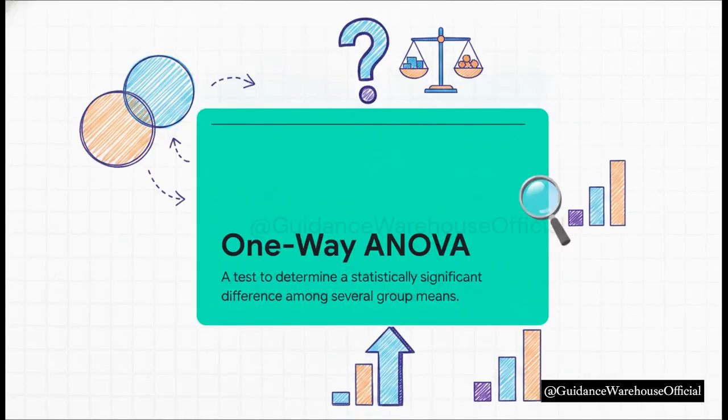One-way ANOVA. It stands for Analysis of Variance. But what does it actually do? Simply put, it's a test to figure out if there's a statistically significant difference among several group means. Basically, we use it when we have 3 or more groups, and we really need to know, are these groups fundamentally the same, or is at least one of them mathematically doing its own thing?